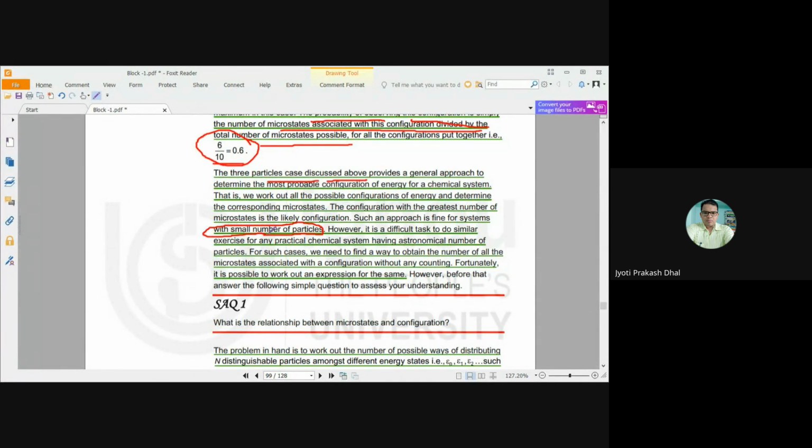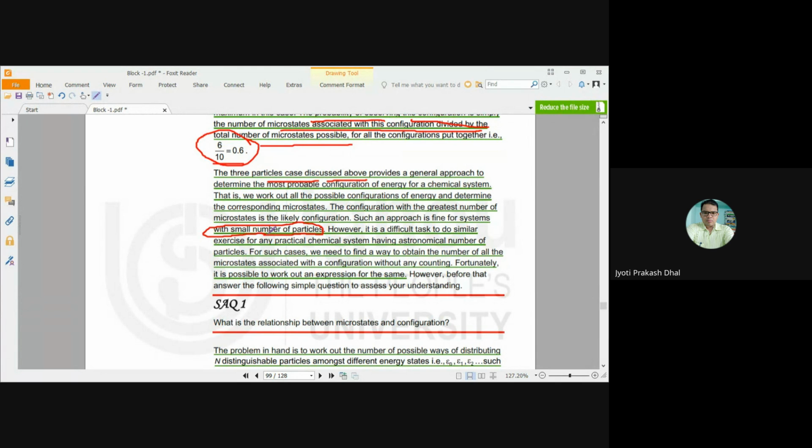However, it is a difficult task to do a similar exercise for a practical chemical system having an astronomical number of particles. For 1 mole of particles, the number of particles will be 6.022 times 10 to the power 23. So it will be very difficult to calculate the W value for such particles. For such cases, we need to find a way.